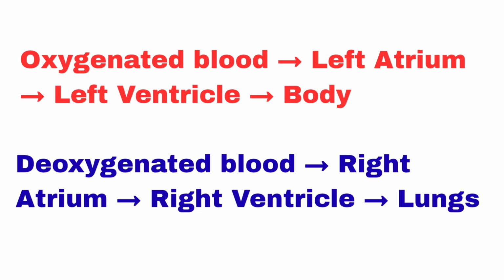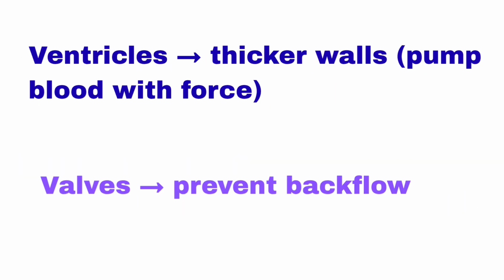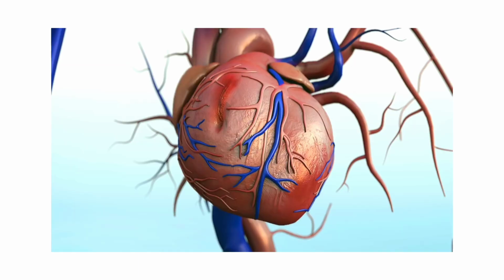Which chamber first collects oxygenated blood from the lungs? The left atrium. And which chamber pumps oxygenated blood to the whole body? The left ventricle. Which chamber receives deoxygenated blood from the body? The right atrium. Which chamber pumps deoxygenated blood to the lungs? The right ventricle. Then why are the walls of the ventricles thicker than atria? Because ventricles have to pump blood with more force either to the whole body or to the lungs.